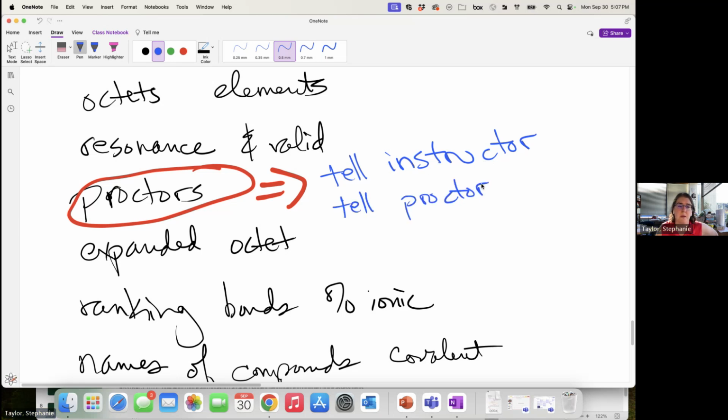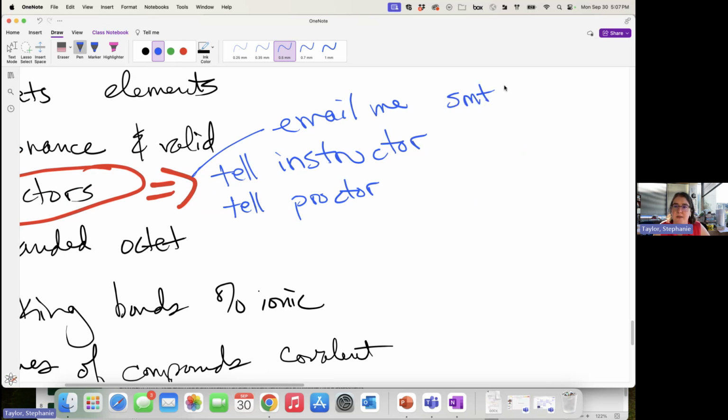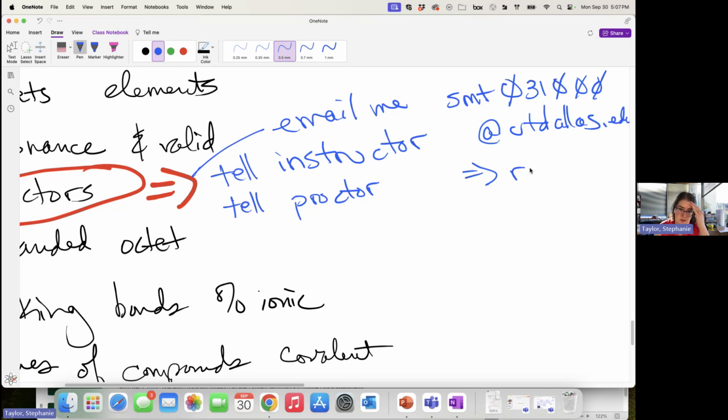What I was told is, email me right now. My net ID is the fastest way to do this: 0310000 at UT Dallas.edu. Do remind me what room you were in, or at least I'll have your last name and I'll double check what room that was.